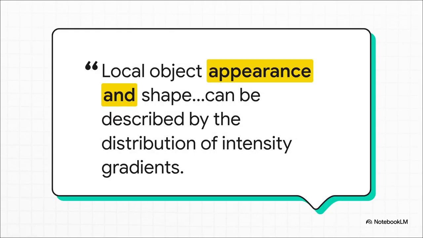And this quote from that original paper just nails the whole philosophy. It says the real essence of an object's shape isn't its color or its texture, but in how its local edge directions are distributed. It's all about the pattern of the edges.